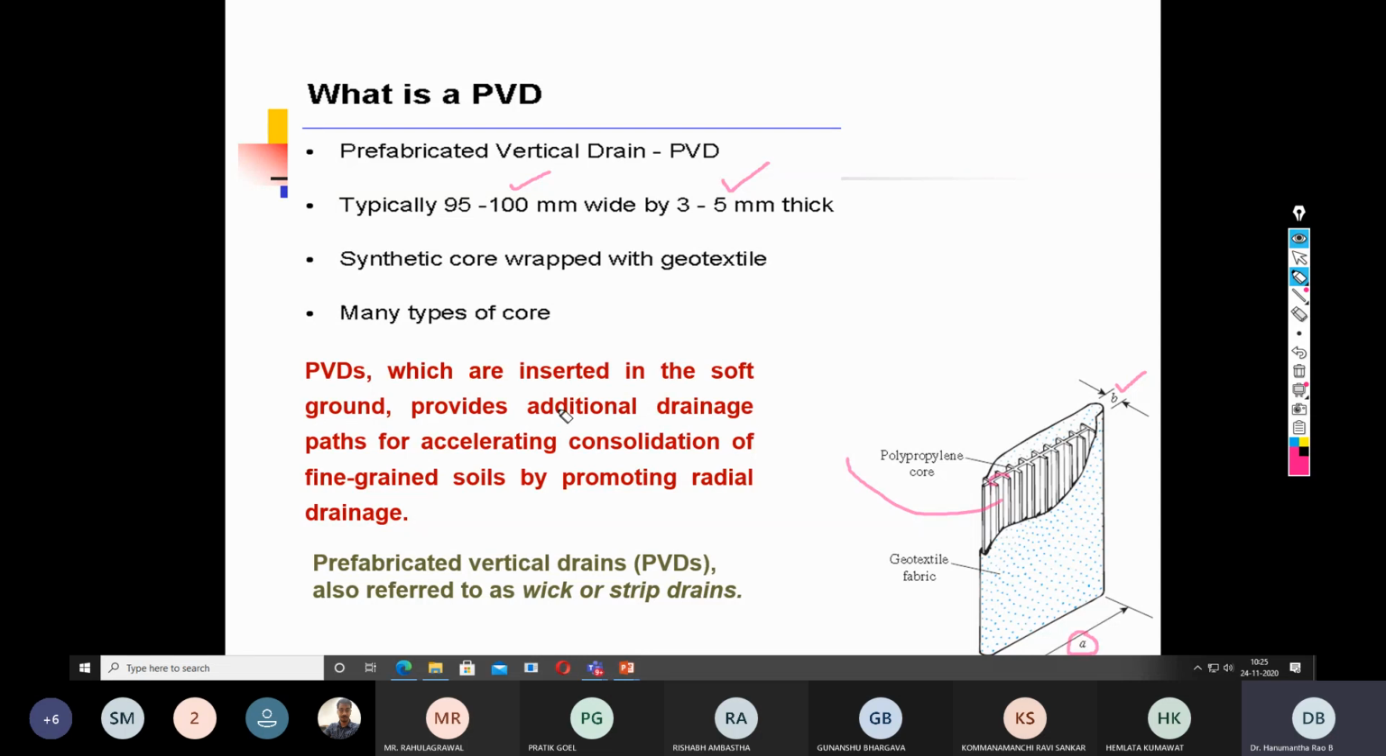PVDs inserted into the soft ground provide an additional drainage path for accelerating the consolidation of fine-grained soils by promoting radial drainage. Now, unlike the sand drains, the permeability of this core is much higher than the permeability of the native soil. So even with the PVD technology, we are still maintaining the contrast in permeability between the soft clay and the PVD. They are also called wick drains or strip drains or PVDs. All are synonyms. We can use any terminology, so there is no problem.